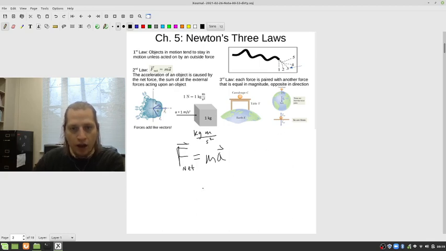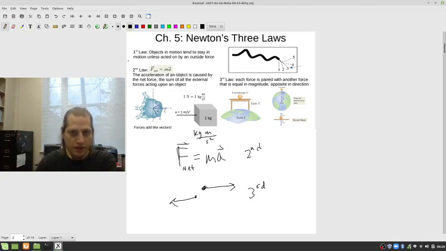And if an object pushes on another object, or rather is pushed on by another object, it also pushes back on that object. So this is the second law, this is the third law, and the first law just tells us that we don't need to explain motion, we need to explain acceleration. So if there's a change in motion, that's what we need to explain. Okay, so we've done a lot of practice on that.